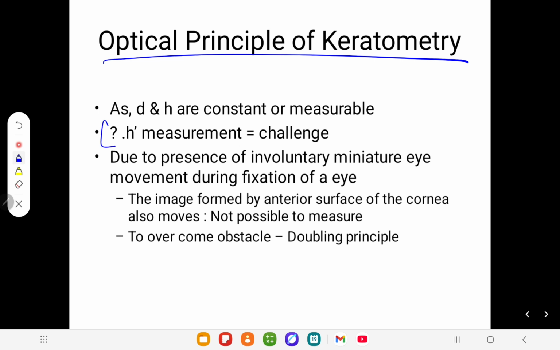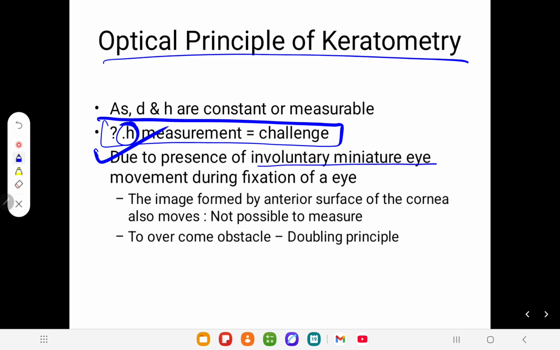So the only thing that we have to measure is image height, isn't it? But there is a problem, due to the presence of involuntary miniature eye movement during eye fixation. Why involuntary movement? Miniature eye movement is very important for the eye, isn't it? Remember the visual perception class, if you remember that, then the Troxler phenomenon, and you will get the answer. Why is involuntary miniature eye movement very important for our eye? We think that our eye is stable, but it's not at all. So basically nature needs it.